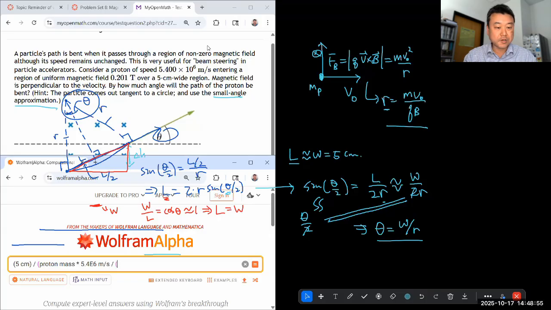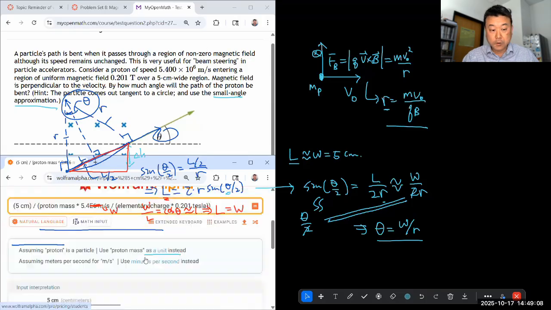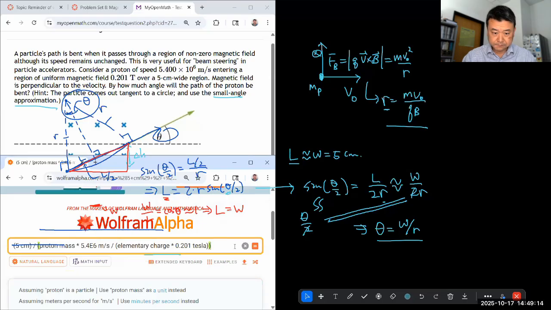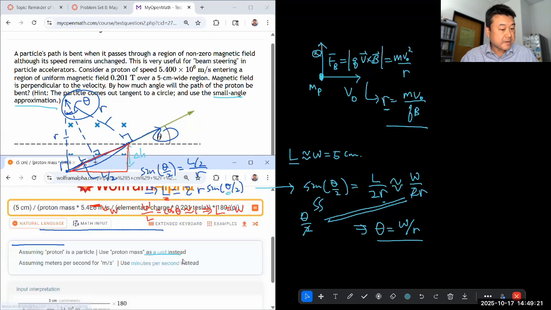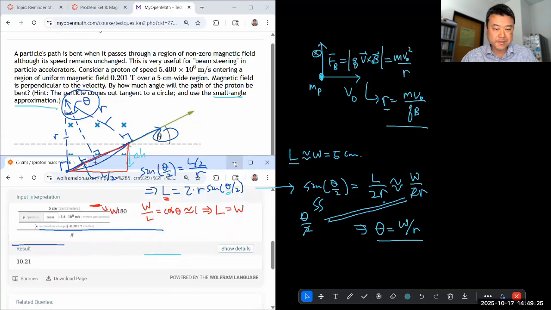Divided by the amount of charge. That will be elementary charge because it's a proton. Times the magnetic field, 0.21 Tesla. So that should give me theta in radians. Now, Wolfram Alpha doesn't know that I'm working in radian units, so I'll have to say that times 180 over pi to do the conversion from radians into degrees. That doesn't look like a very small angle, but 10.21, maybe that's small enough.